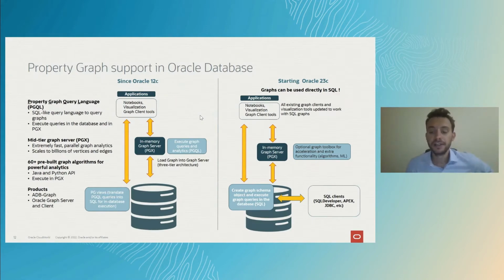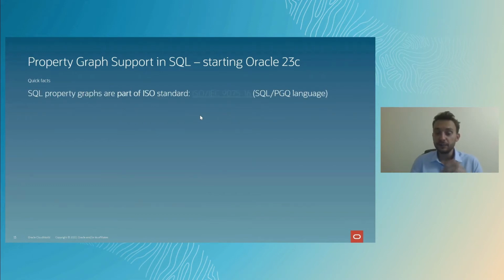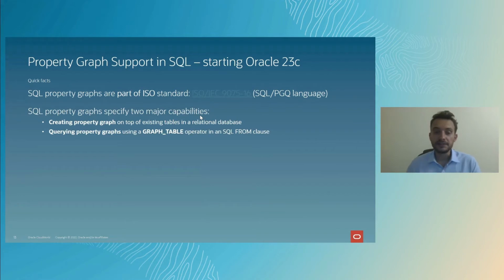Okay, so let's now see what the property graph support in SQL is about. So first of all, this will be, as I said, features starting with Oracle 23c. The SQL property graphs are a standardized extension of SQL called SQL PGQ. They basically offer two major capabilities. One is about creating a property graph on top of the existing data tables. The other one is about querying those property graphs using a new operator that will appear in the from clause of a SQL query called graph table.